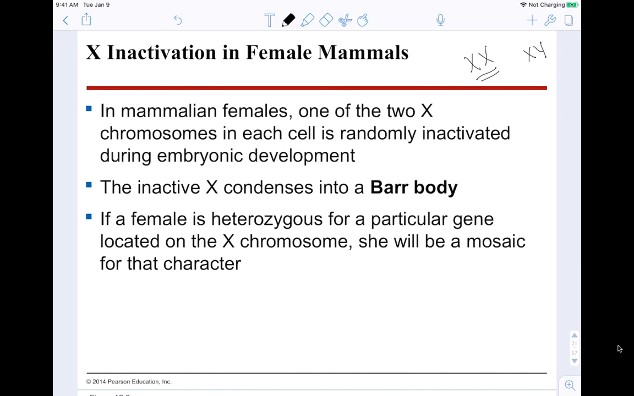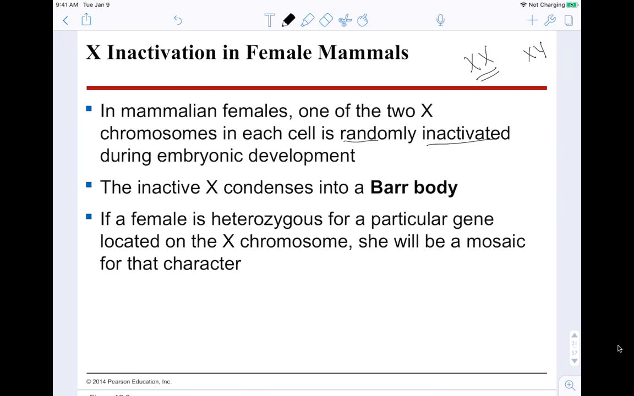So in mammalian females, one of the 2 X chromosomes in each cell is randomly inactivated during embryonic development. Okay, so the inactivated X actually condenses to form a bar body. That's just the name of it. So you have one X that will be expressed, whatever genes are there, and one that is not. And it is random. So each cell can actually have a different, it's kind of like a mosaic, like a different pattern, essentially, of what's being expressed.